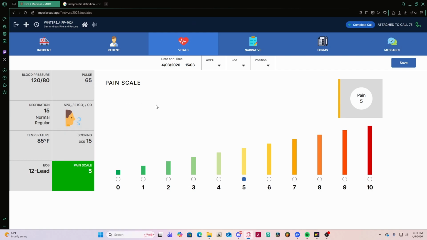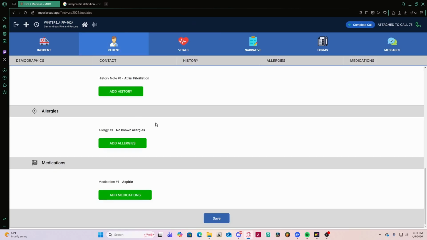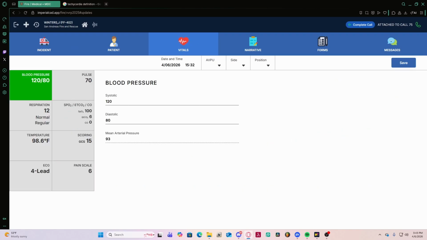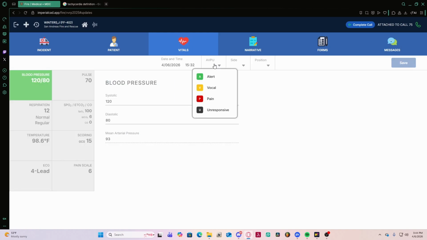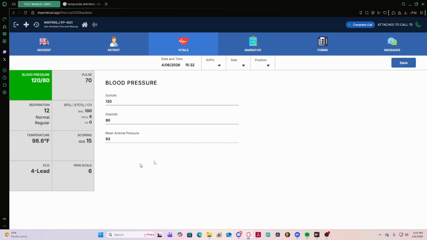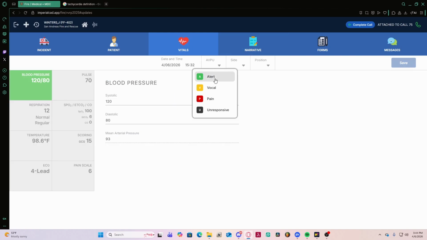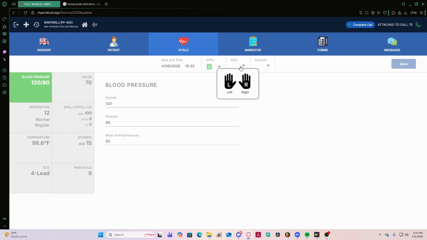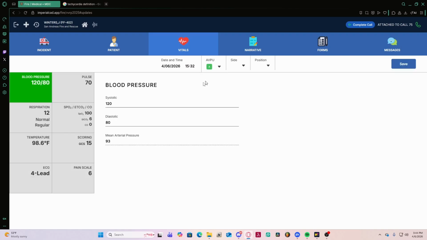Go back to patient vitals. It's the top one. Oh, you're right. And then AVPU is right up top. So okay, it's not over here. You have to look over here. You also don't have to do it. If you don't want to do it, don't do it. They're alert.